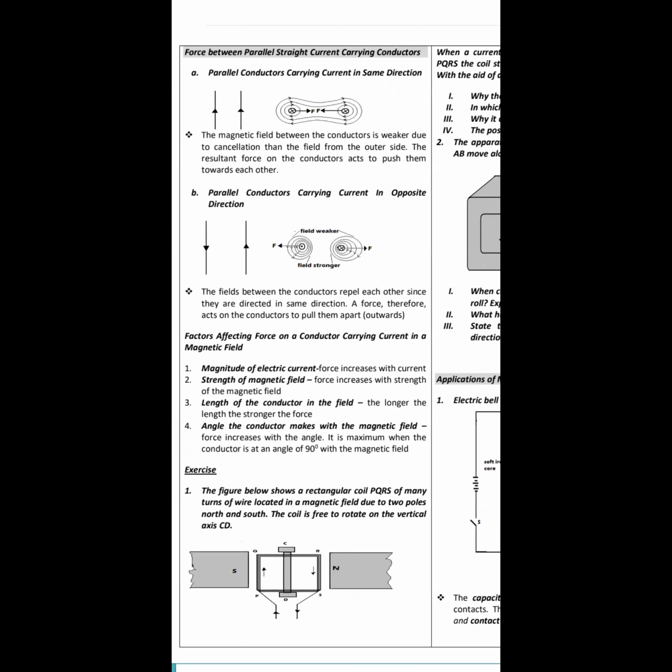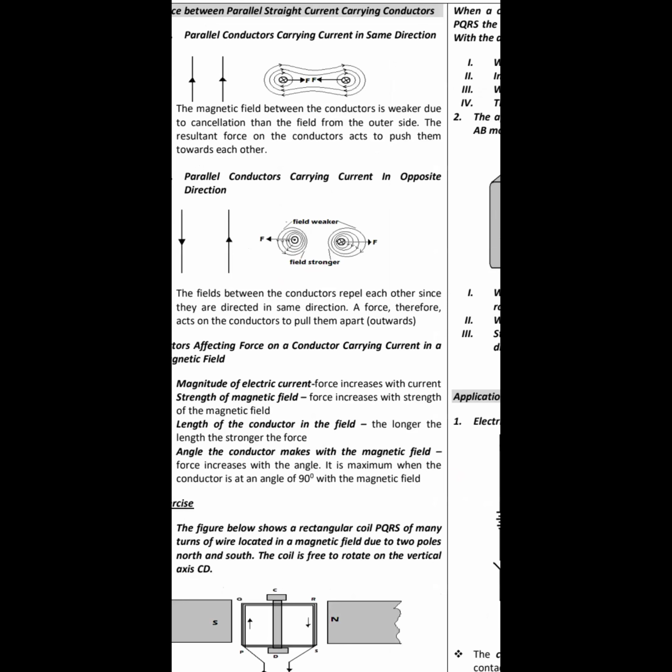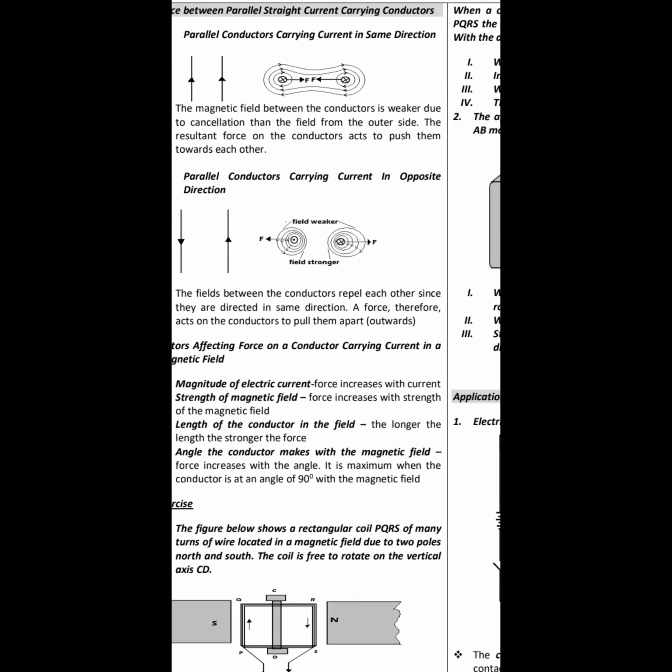Part B, we have current moving up, and we have current down. And when we indicate the magnetic fields, we can see the direction of magnetic fields. In the first case, when the current is moving up, the magnetic fields are moving in the anticlockwise direction, and in this other one, the magnetic fields are moving in the clockwise direction, meaning the fields here will repel each other.